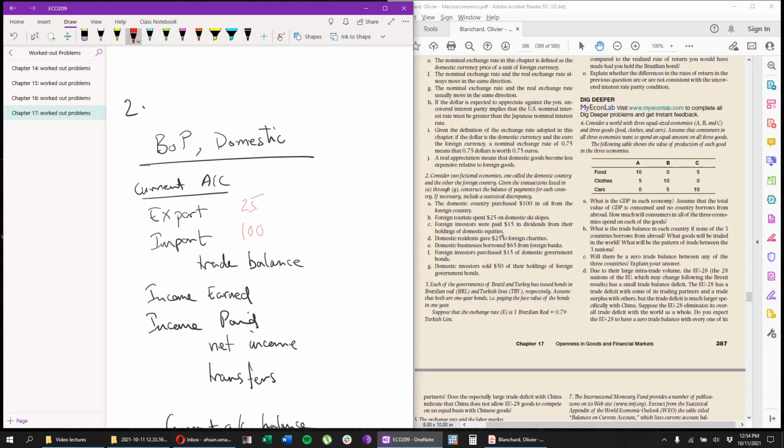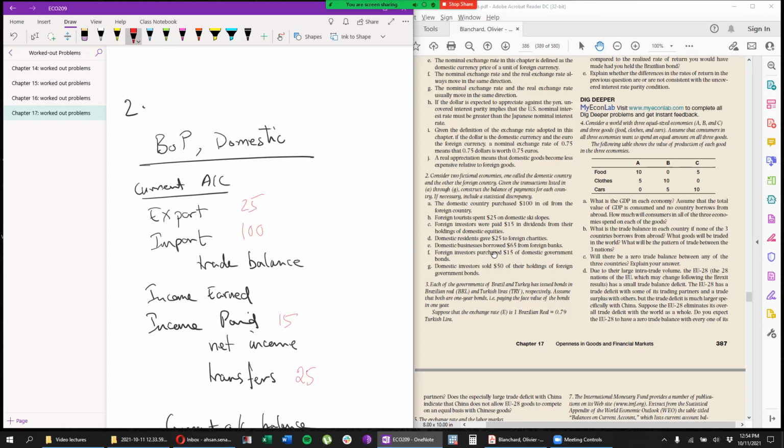Part C, foreign investors were paid 15 dividend. So this is income that we paid to foreign investors. So income paid, 15. Part D, domestic residents gave 25 to foreign charities. We gave as charity to people in another country. So this is transfer, right? How much did we give? 25.